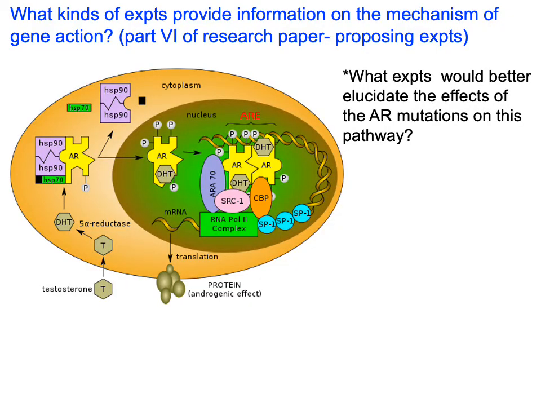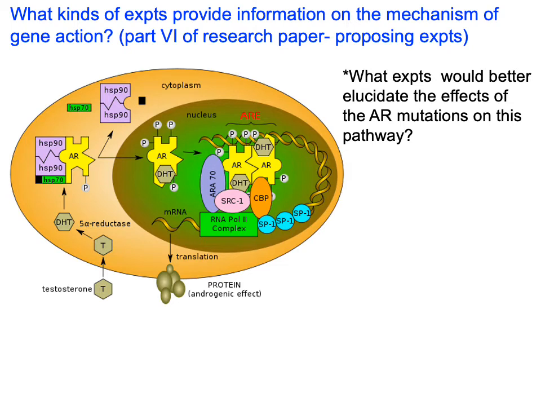Okay, so the last thing I want to tell you about in today's PowerPoint are a couple of follow-up experiments and things we could think about if we wanted to better understand the mechanism of gene action or protein. How does the protein work? So in part 6 of your research paper, which will be coming up pretty soon, you're going to need to propose experiments. And one of the types of experiments that you'll be able to choose would be to better understand how these mutant proteins really work. So, what experiments would better help us understand the effects of AR mutations on this pathway?